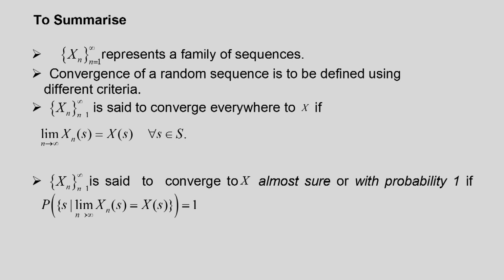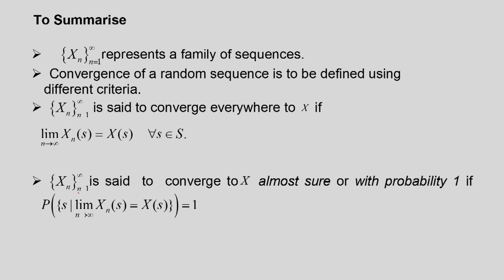Let us summarize the lecture. Recall that this xn, this sequence of random variables, represents a family of sequences. So unlike in the case of a sequence of real numbers, a sequence of random variables represents a family of sequences. Convergence of a random sequence is to be defined using different criteria. The sequence is said to converge everywhere to x, or converge pointwise to x, if the limit of xn(s) is equal to x(s) for all s belonging to S. That is the convergence everywhere.